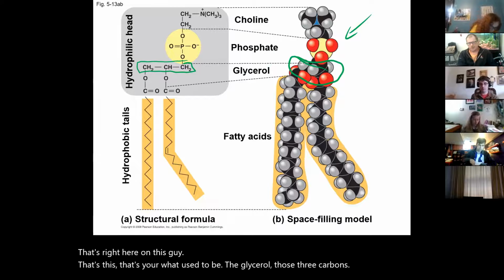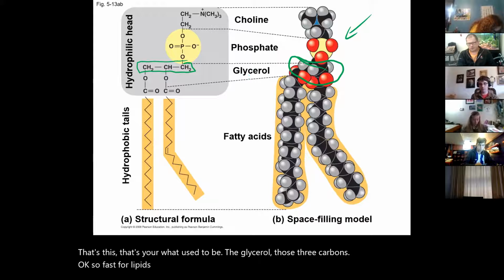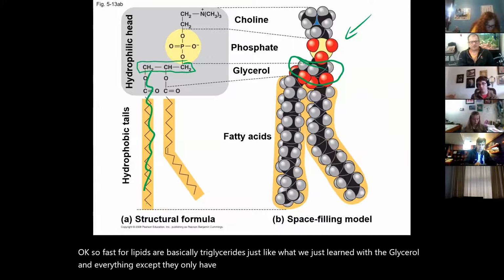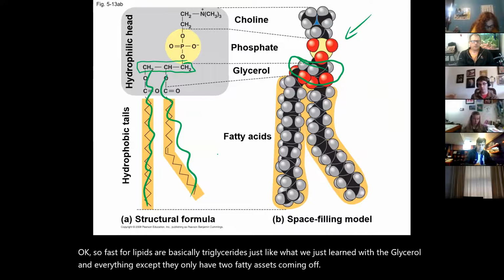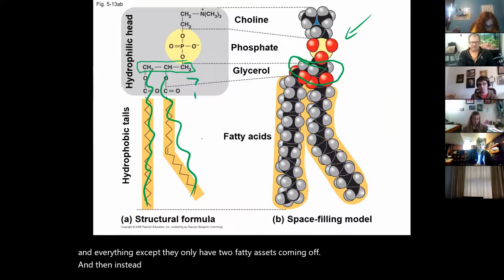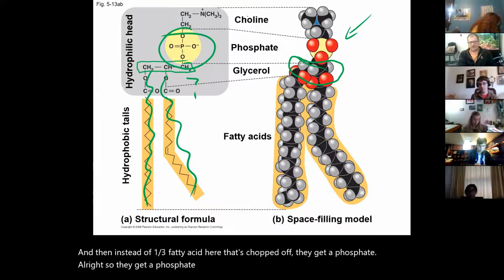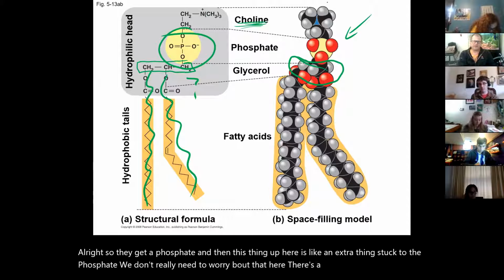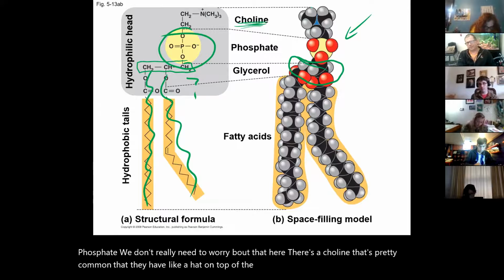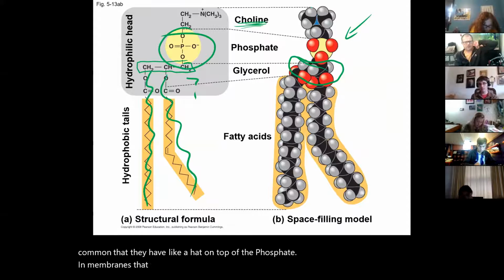Phospholipids are basically triglycerides, just like what we just learned with the glycerol, except they only have 2 fatty acids coming off. Instead of a 3rd fatty acid, that's chopped off, they get a phosphate. And then this thing up here is an extra thing stuck to the phosphate. We don't really need to worry about that. Here, there's a choline. It's pretty common that they have a hat on top of the phosphate. In membranes, you see that quite a bit.